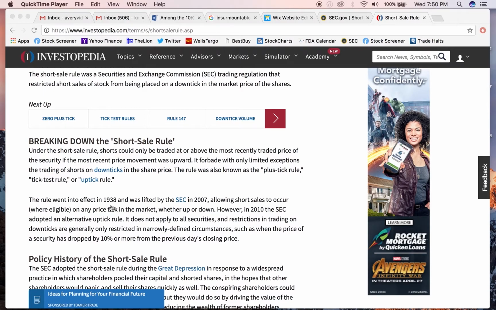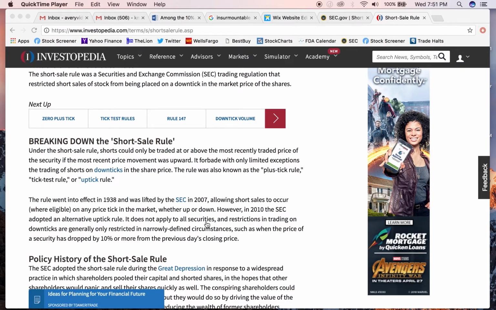Now, this rule was in effect actually in 1938 and was lifted by the SEC in 2007. After it was lifted and the 2008 collapse, they realized maybe that wasn't such a good idea. And so they came back with an alternative of it in 2010. This is known as the Alternative Uptick Rule, or SSR, short sale restriction.